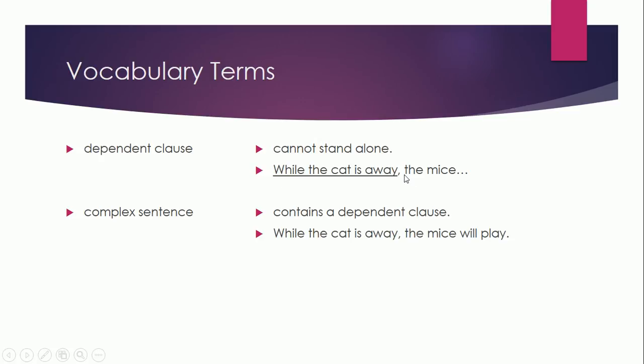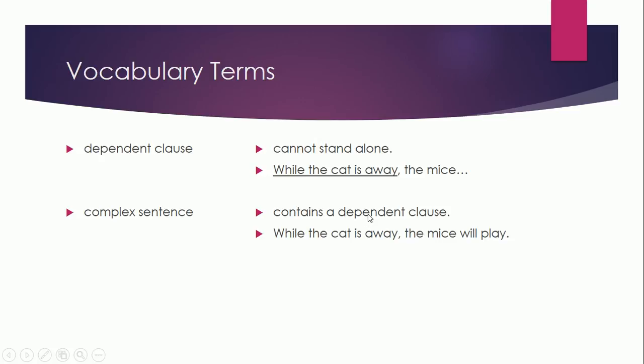While the cat is away, and we know the sentence goes on from there, but just in this underlined clause, we do have the subject, cat, and we have the verb is, not a very exciting verb, but it is the verb. The problem is the word while, and we're going to talk about today why that makes it a dependent clause, an incomplete thought. So a complex sentence contains a dependent clause, and it has two clauses altogether.